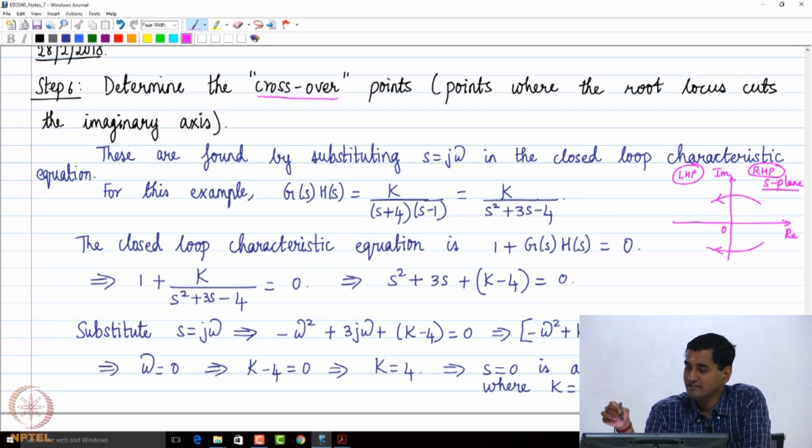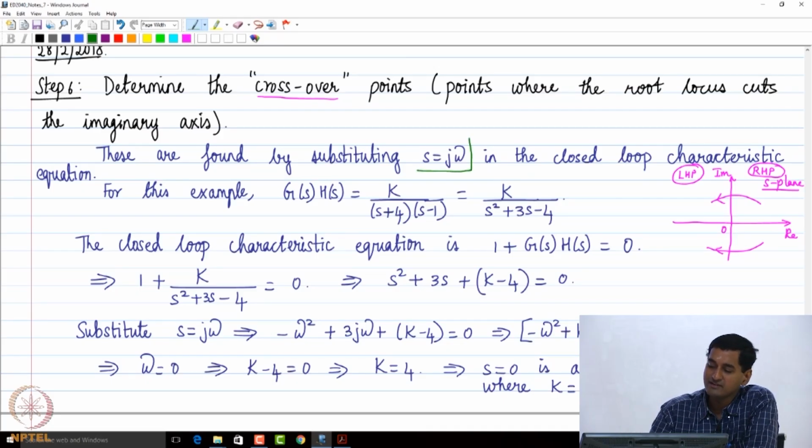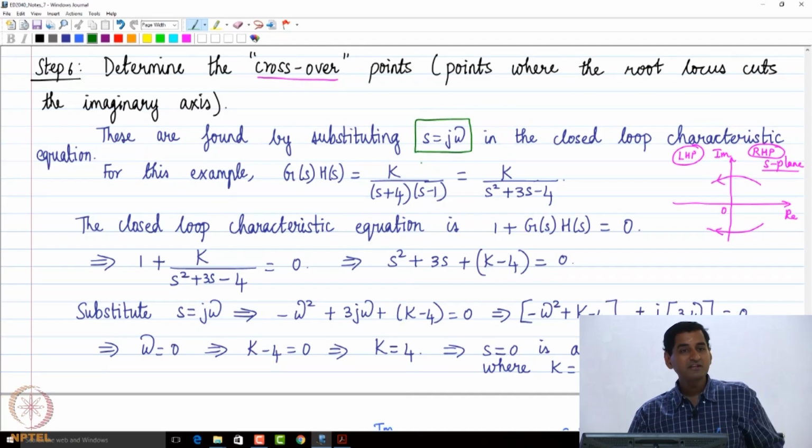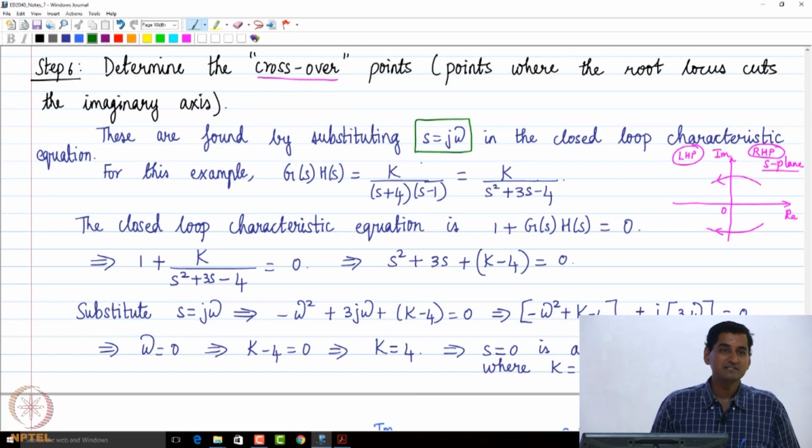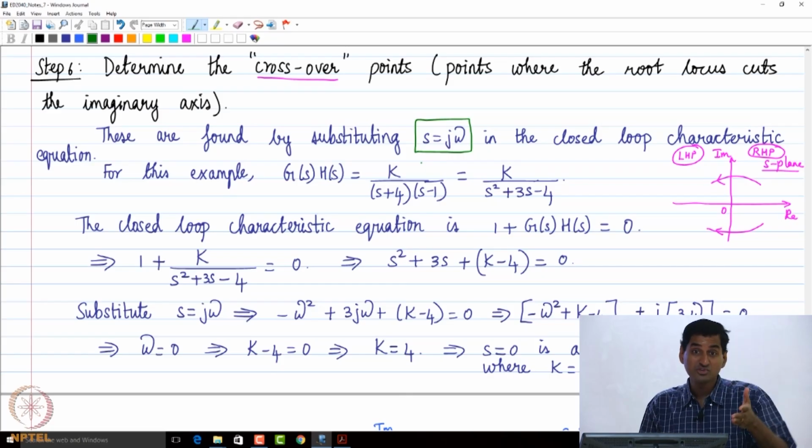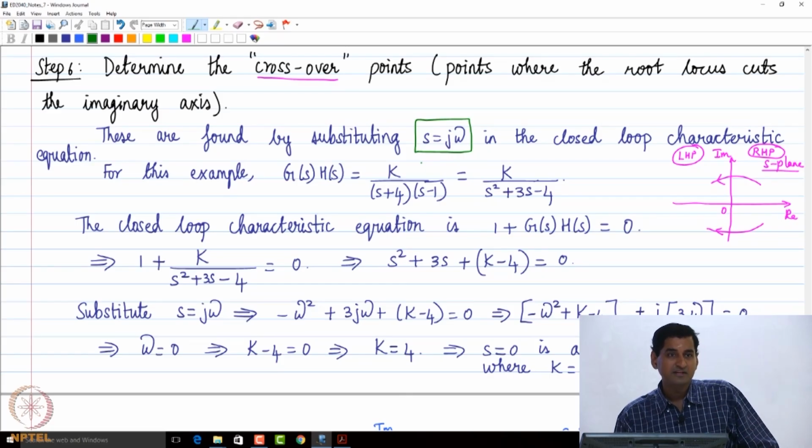So that's why we are looking for where the root locus cuts the imaginary axis. Those points are what are called crossover points. And how do we figure those out? By substituting s equals j omega in the closed loop characteristic equation. Why? Because if any branch of the root locus cuts the imaginary axis, which includes the origin, by the way, then what's going to happen?